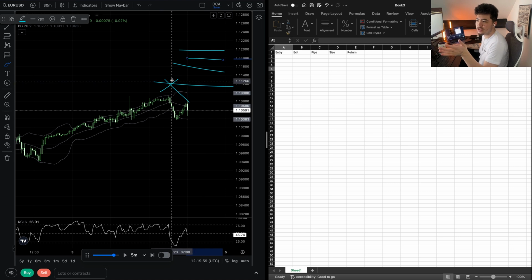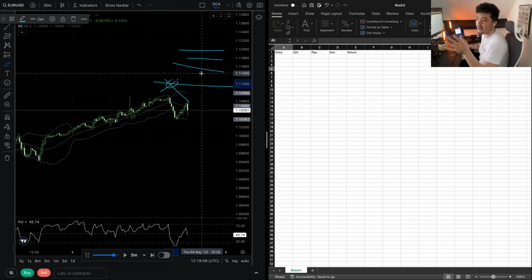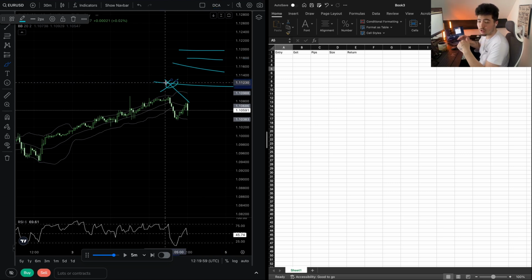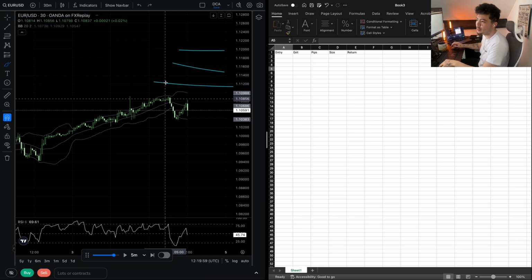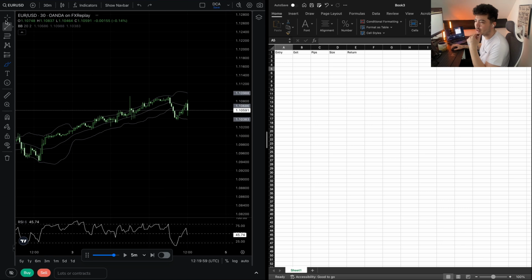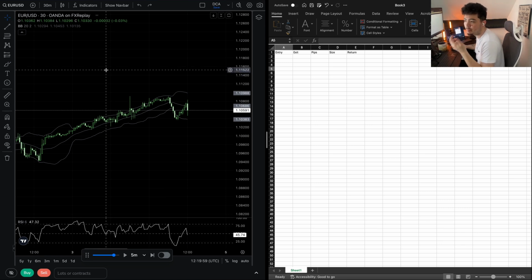But that's not accounting for this losing trade. So we have to be able to account for losses that we've closed and move up our average price by that, not just open positions. And that's a big mistake that a lot of new dollar cost averagers make.